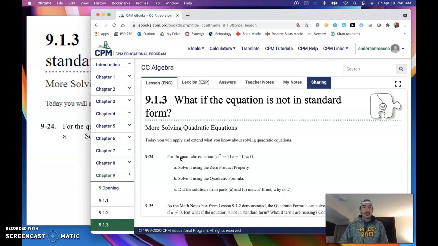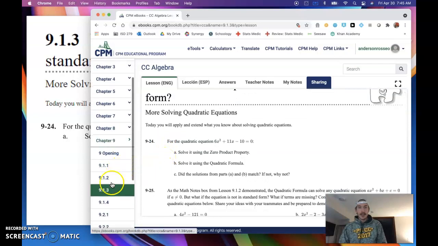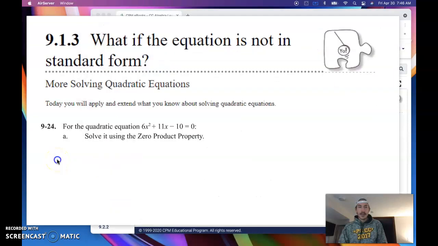And as always, I've got some modified notes here that I've taken from our book, but let's just review where we're at. In our Common Core Algebra book from CPM, we are in Chapter 9. We're going to be looking at Section 9.1.3, and all the items in my notes today are coming from this text, including some of the algebra tiles. And we'll start with a look at problem 9-24.